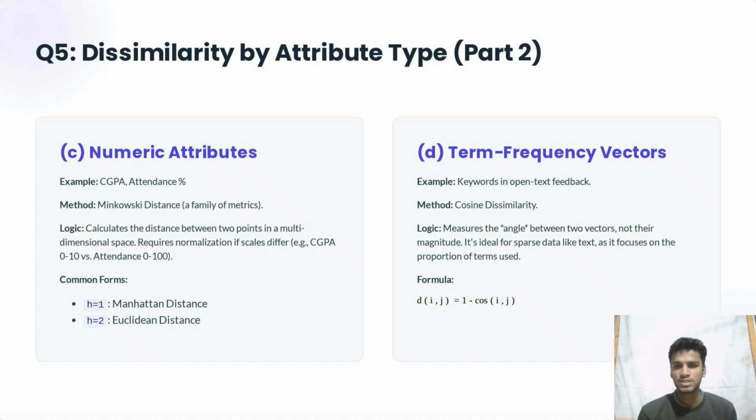D. Term frequency vectors. Example: keywords in an open textbook feedback. Method: cosine dissimilarity. Logic: it measures the angle between two vectors, not their magnitude. It's ideal for sparse data like text as it focuses on the proportion of terms used. The formula is given.